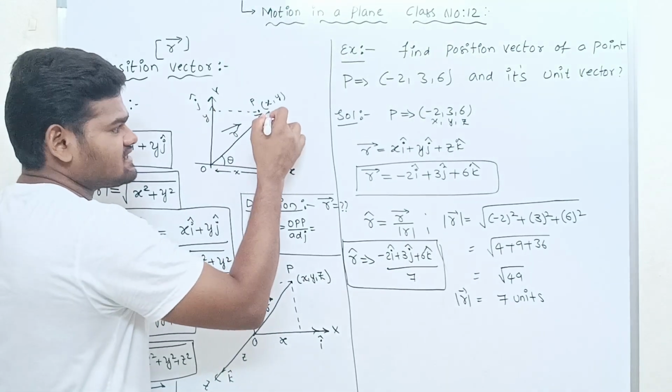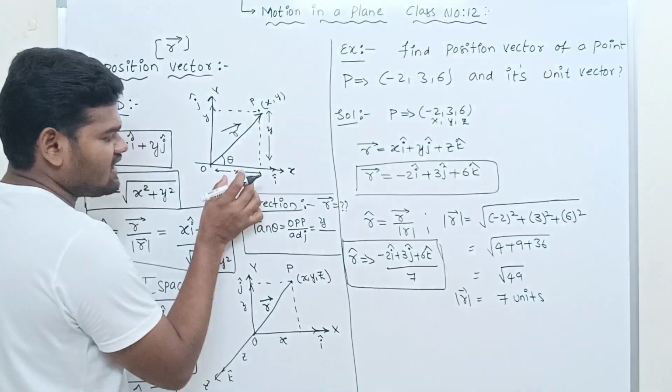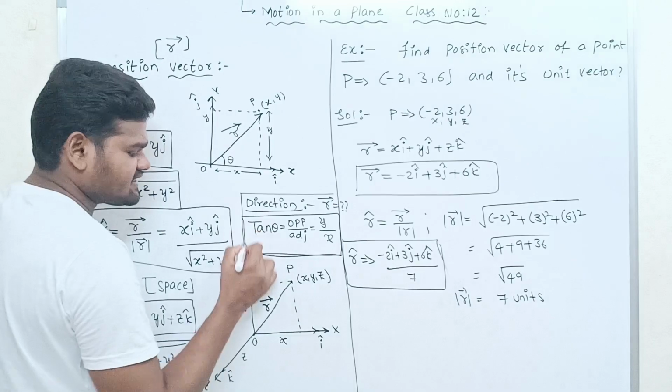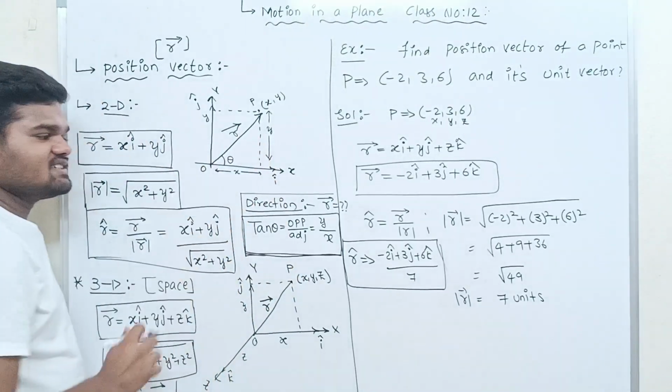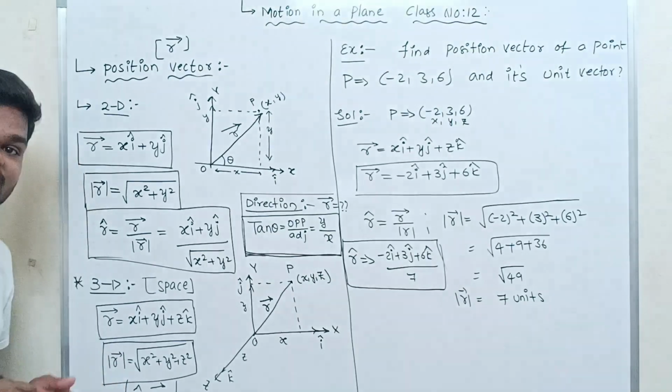Then this also becomes y. So the opposite side y divided by the adjacent side x. So tan theta is equal to y by x, which gives the direction of the position vector. Okay, small concept.